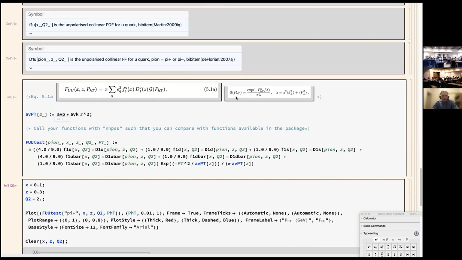And then what I do is that I'm using results from the previous cell, which I hope will appear soon. I plug in this value of the average momentum from the package, which is the average momentum of unpolarized D1. And here it's the average transverse momentum width of unpolarized F1. Okay, and then I'm just plugging in the sum of the charges directly, like 4/9 for up quark times F1U times D1U of X and Z and times the exponential.